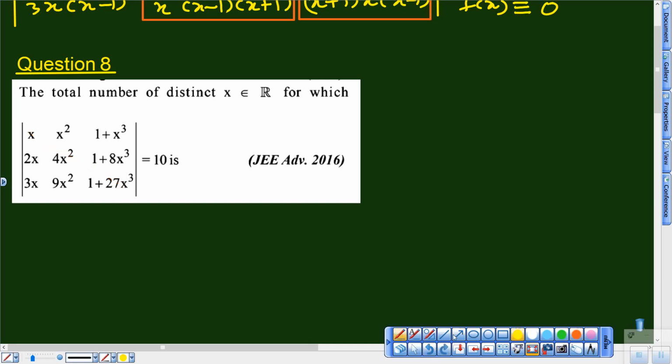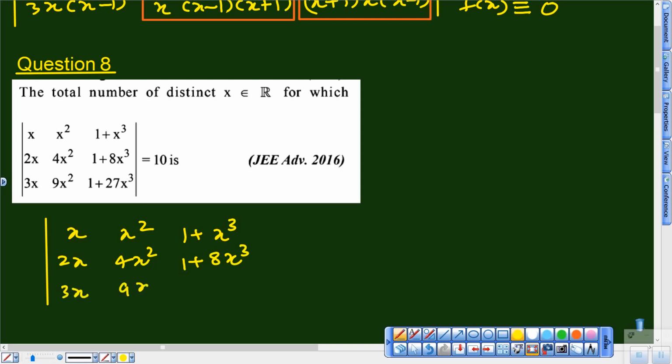So you can see that I can copy the determinant over here, and this determinant is x square, 1 plus x cube, 2x, 4x square and 1 plus 8x cube. And this is the nice question. JEE 2016 was one of the toughest papers, I guess, I was told. And 3x, 9x square, 1 plus 27x cube.